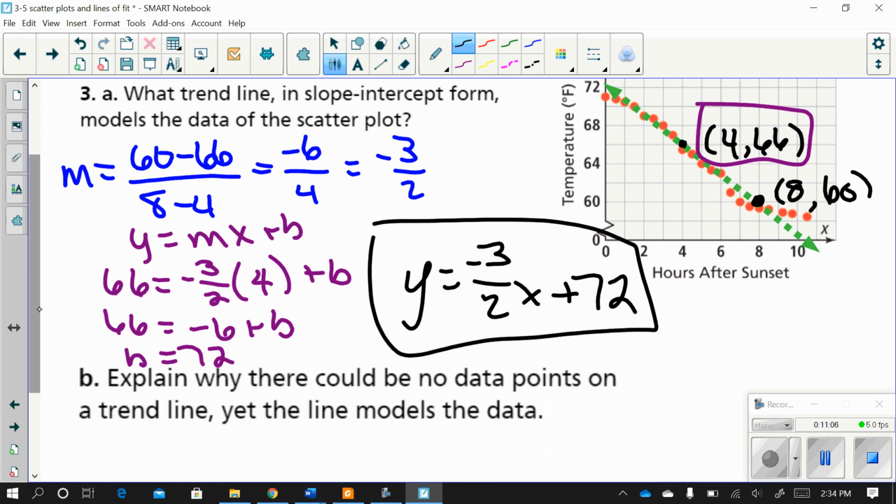Okay, so let's think about why there could be no data points on a trend line, yet the line models the data. Remember, a trend line just tries to get as close to those points as possible. It really doesn't matter what the points actually are. We care about where the line is. So it could still model because it's an approximation.